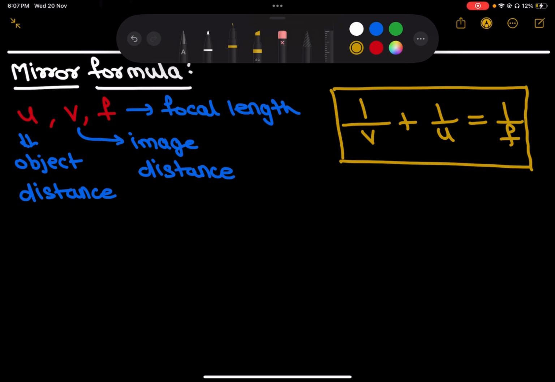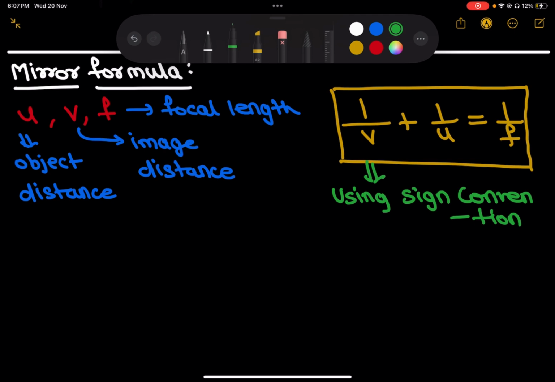And in this formula, you have to apply the sign convention. When you substitute the value of v or u or f, you have to use sign convention. You cannot just put any positive or negative sign randomly. You have to use the proper sign convention.